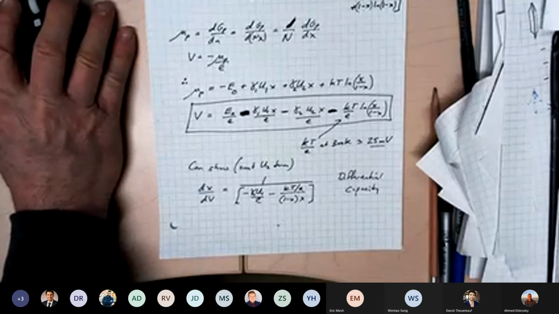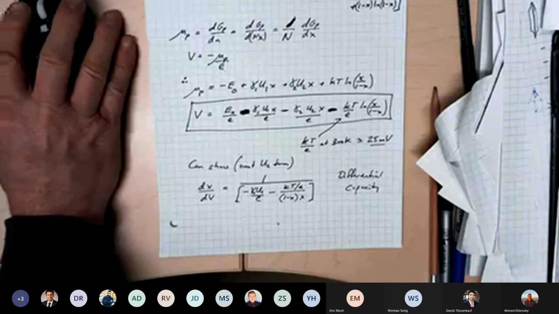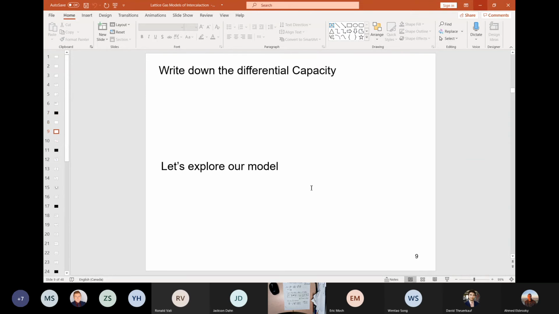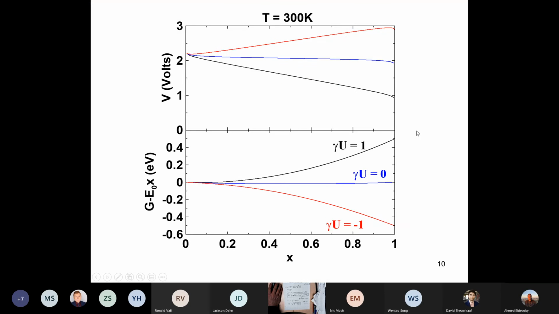Okay, so we're almost out of time, but we're going to go back to the PowerPoint for a minute. I did that black slide, that's when I go to the board and write stuff down. I wrote down the Gibbs free energy, the chemical potential and the voltage. I wrote down the differential capacity, and now it's time to explore our model. So we'll just look at one slide here about our model. All right, so here we are.